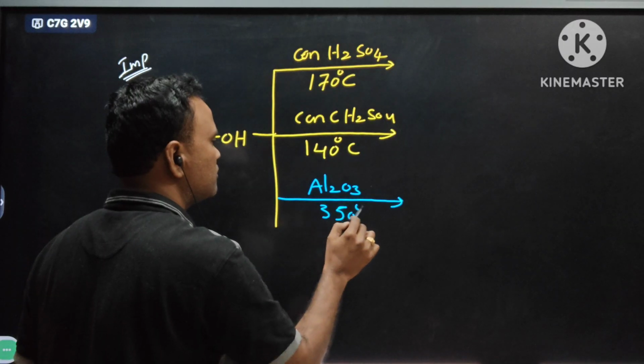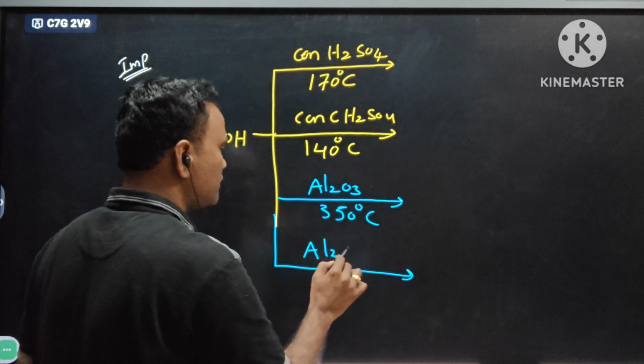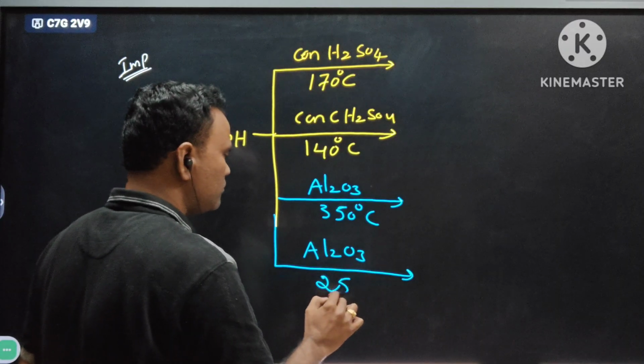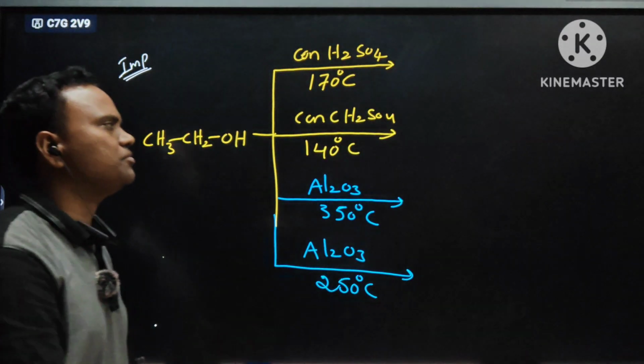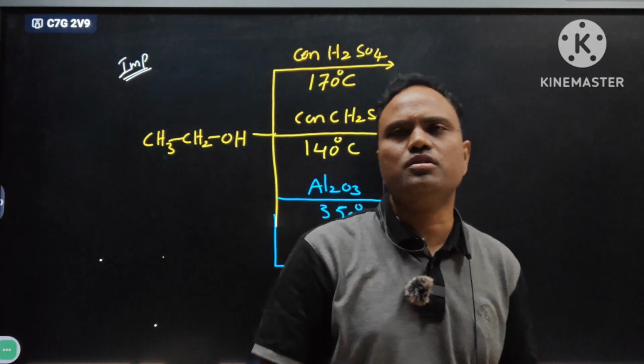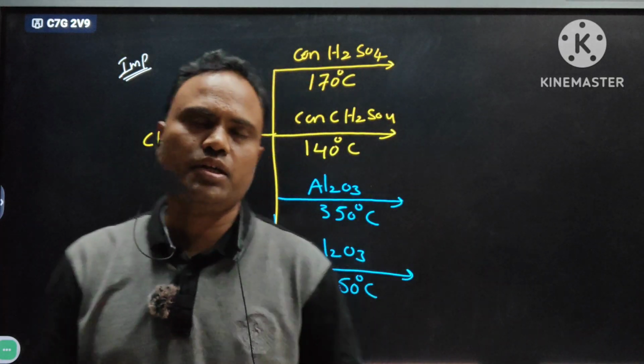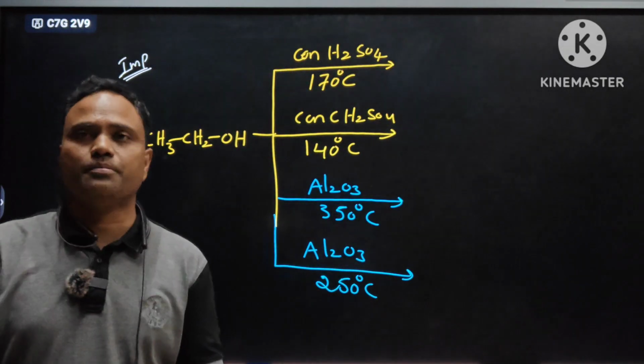Al2O3 at 350 degrees centigrade. Al2O3 at 250 degrees centigrade. Most important temperature conditions. Based on the temperature, the product will change. Okay, this is a very important example with the temperatures.